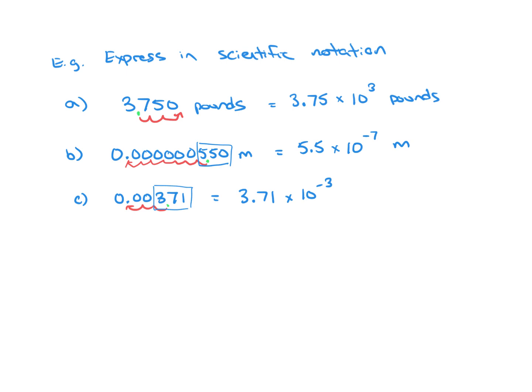Oftentimes, we have to combine it with rounding. So to round a number, if it asks you to round it to a certain place value, what you actually have to do is look at the digit after that and see if it's 5 or higher, then you have to round up. And if it's 4 or lower, then you round down. So for example, express in scientific notation.